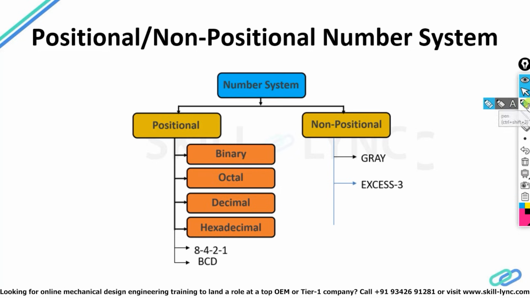Now the binary, octal, decimal, hexadecimal, 8421, BCD are known as positional. Let's take an example of why and how the positional number system name is associated with these kinds of number systems, I mean binary, octal, decimal or hexadecimal. Let's take a number 1011.101. I'm taking a complete number here.